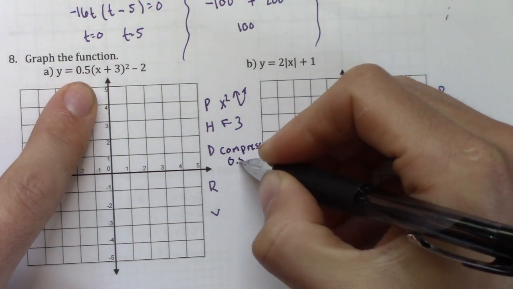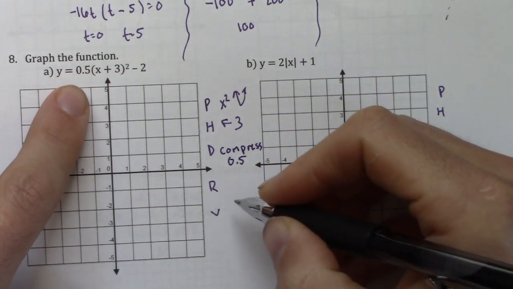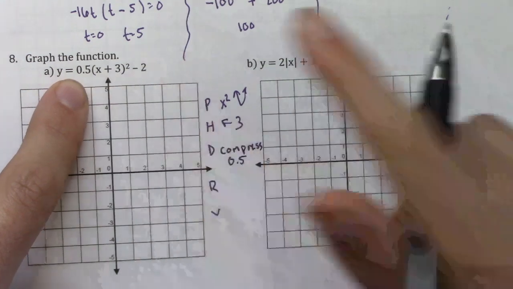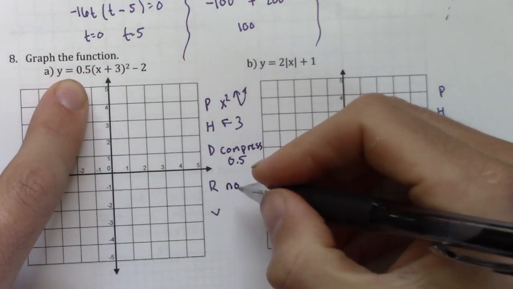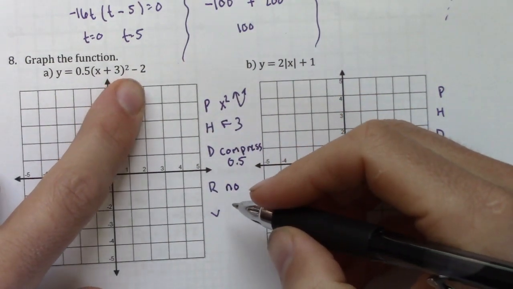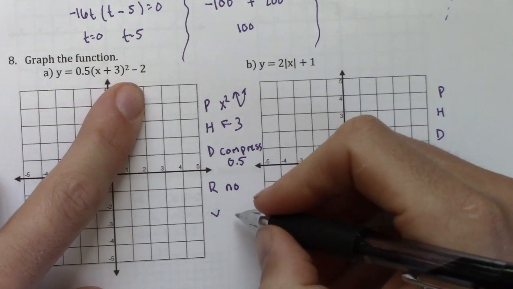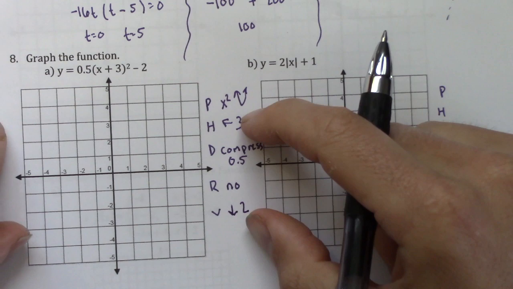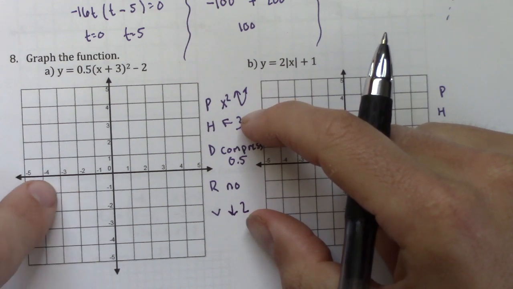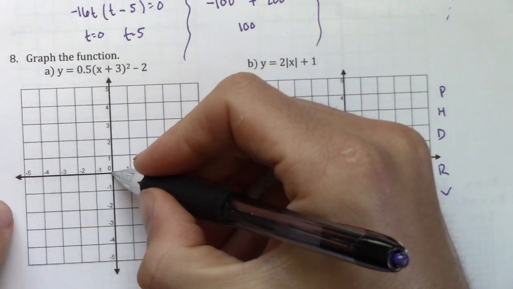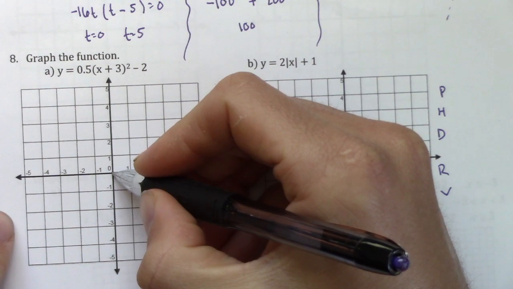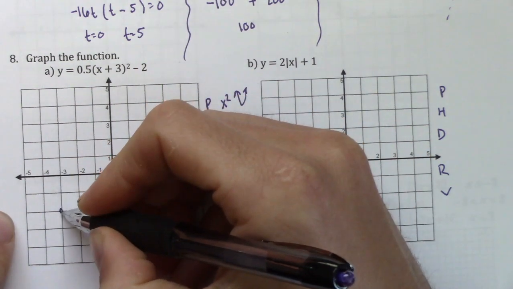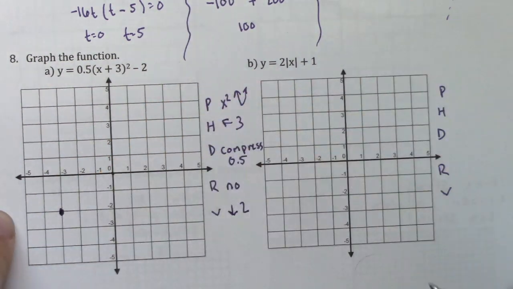by 0.5. My reflection, I look for negative signs. I don't see any negative signs, so there is no reflection. And then finally a vertical shift down 2 because of that -2 on the outside. My horizontal shift and my vertical shift, left 3, down 2, means that my parabola, which would start at 0, 0, is now left 3, down 2, and is right there.